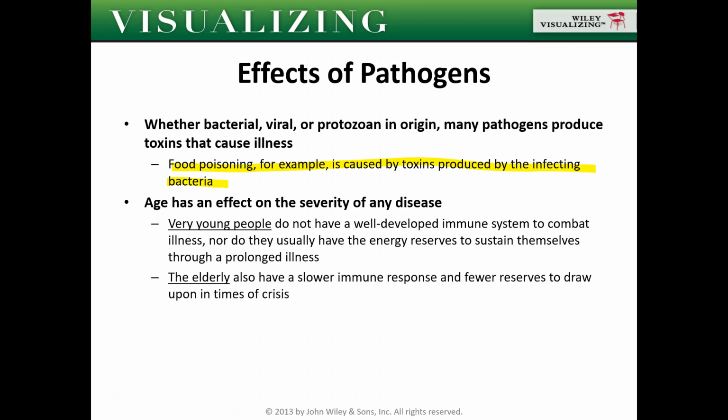Also, age is extremely important in determining the course of the disease. For instance, if a person is young, their immune system may not be developed significantly enough to protect them from the disease, or they may not have enough stamina to survive through the disease process. And the elderly also often have immune responses that are slower or not as efficient, so that puts them at a particularly higher risk of disease.